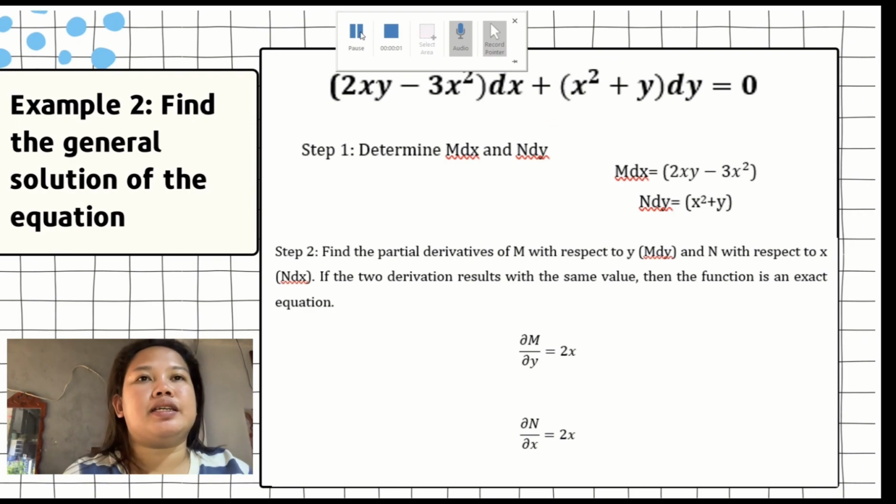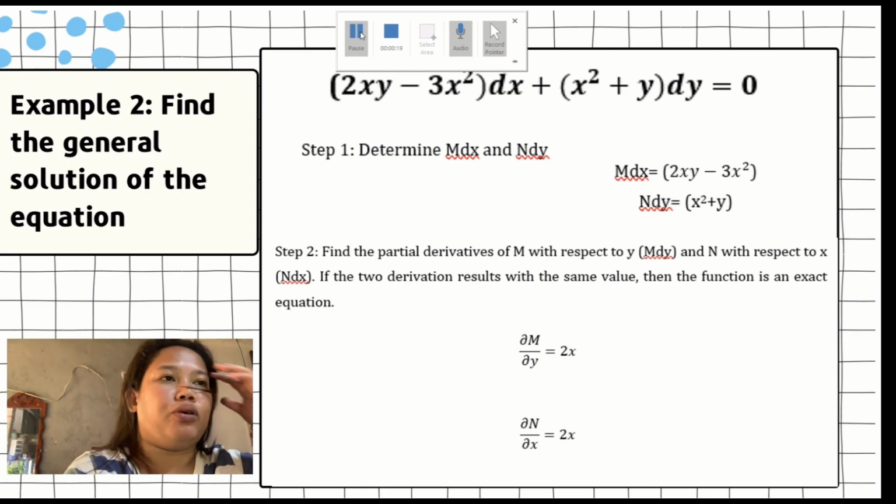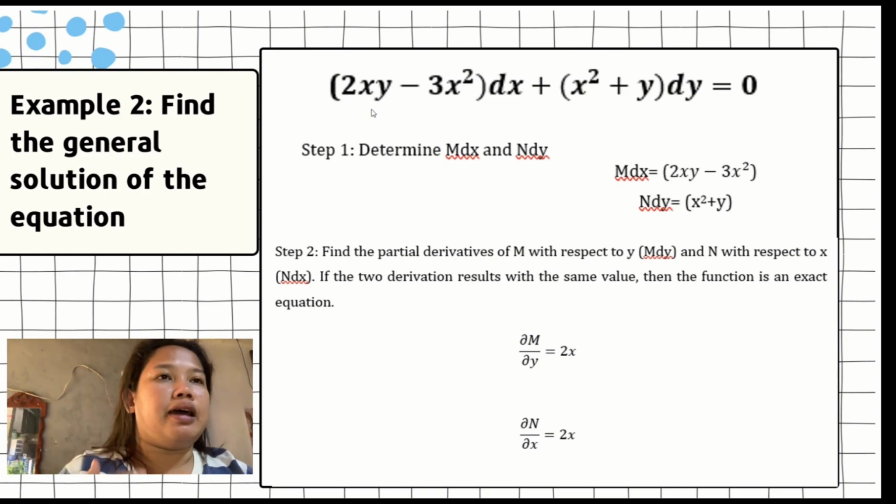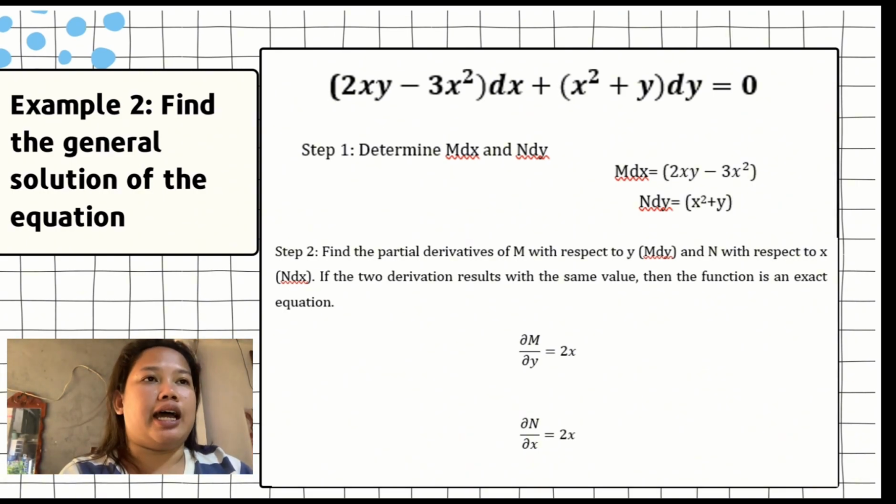Okay, for the next example, we have here example 2. Find the general solution of the equation 2xy minus 3x squared dx plus x squared plus y dy equals 0. So, we all know that our step 1 is to determine m dx and n dy. So, our m dx here would be the equation on the left side, which is 2xy minus 3x squared. And our n dy here would be x squared plus y.